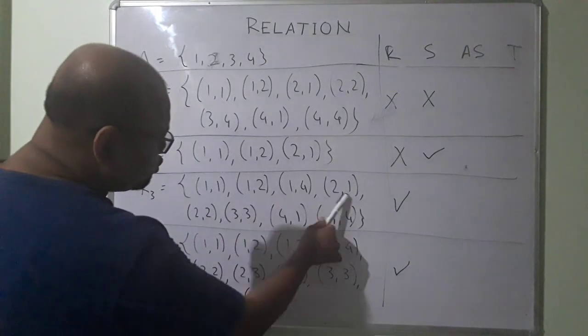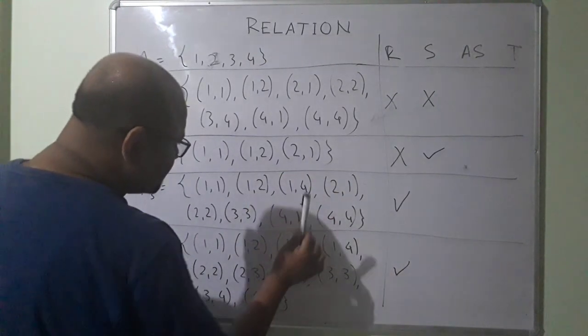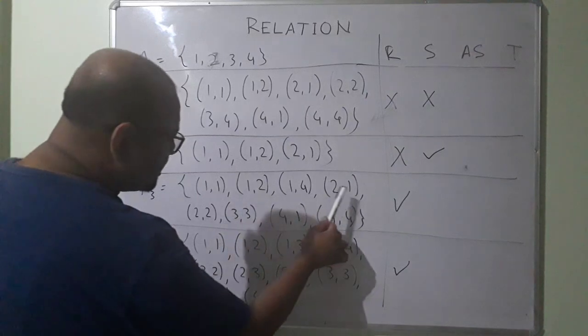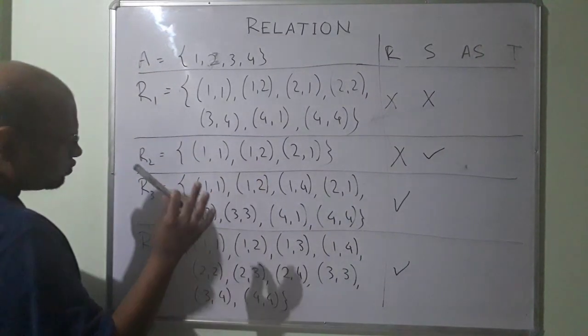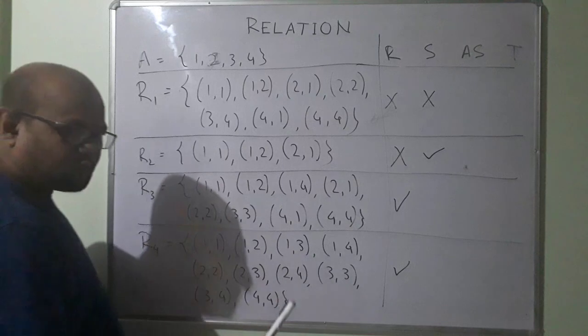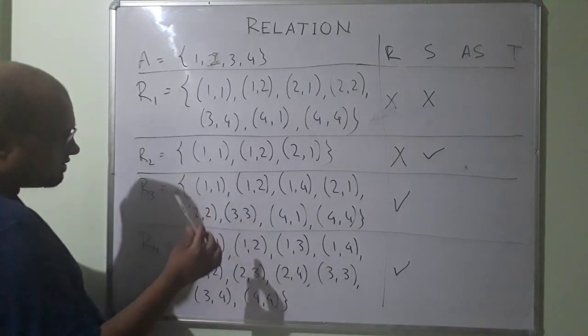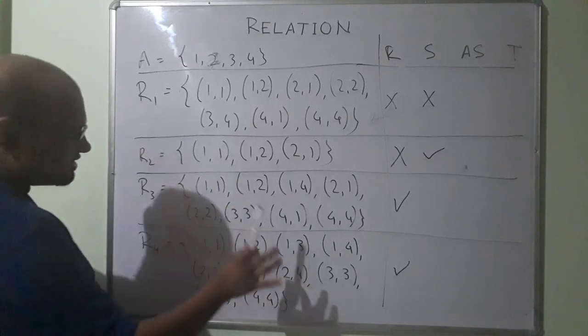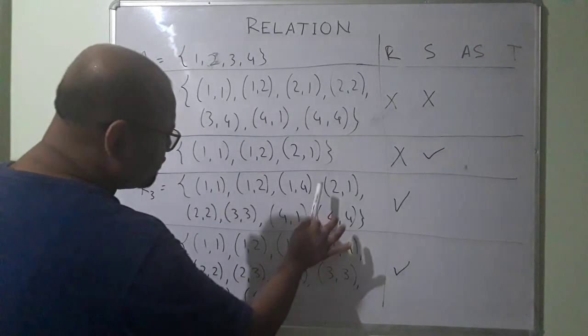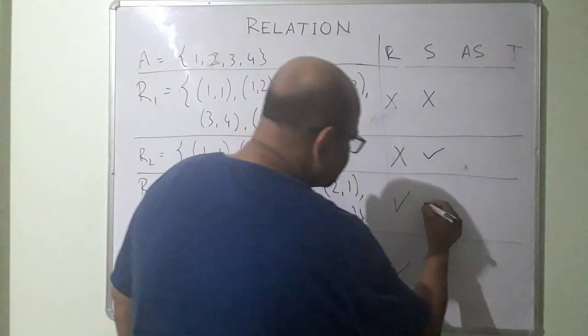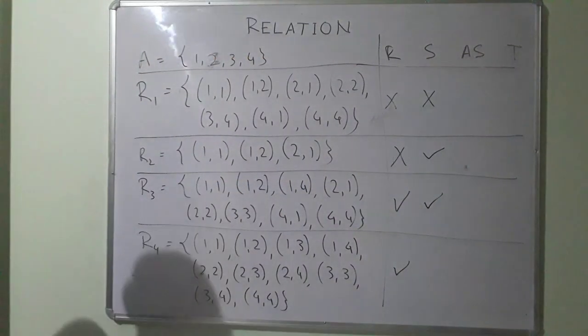1 2 is there, 2 1 is there, good. 1 4 is there, 4 1 is there, good. 2 1 is there, 1 2 is there, good. 2 2, not a problem. 1 1, not a problem. 1 1 is there means 1 1 is there. So with this we don't have much problem. 3 3 is there, means 3 3 is there. 4 1 is there, 1 4 is there, and 4 4 is there. This is also symmetric.